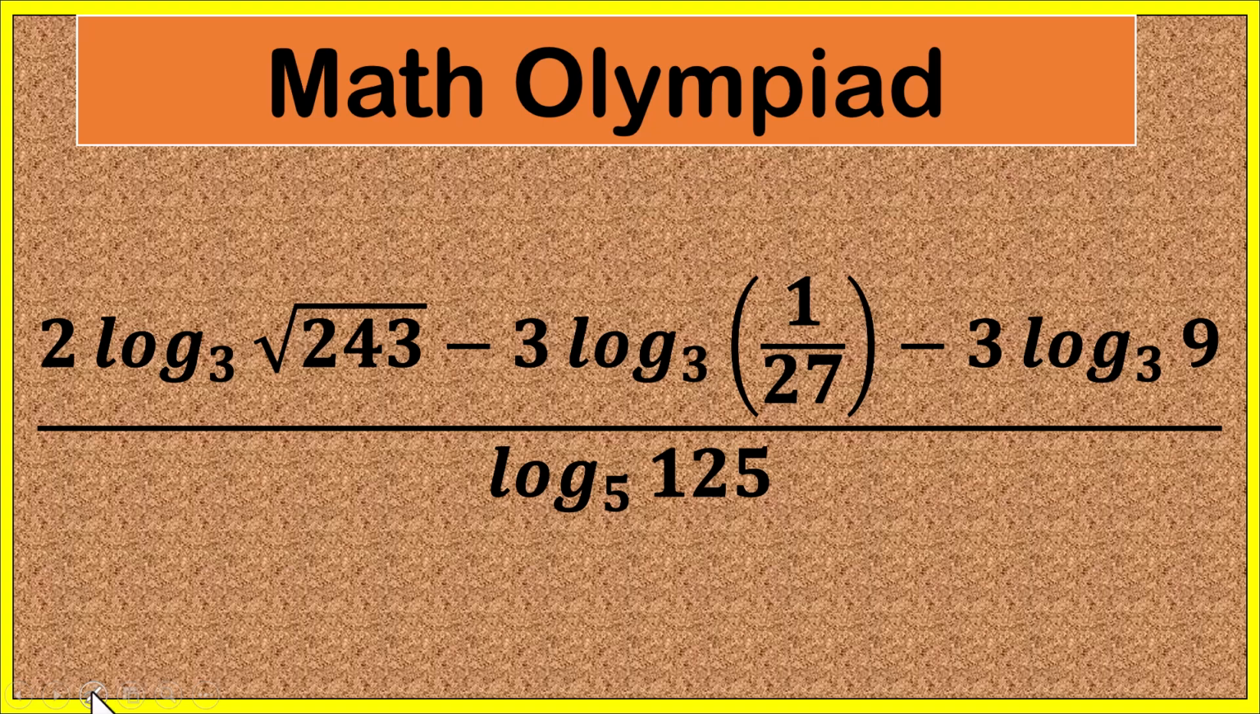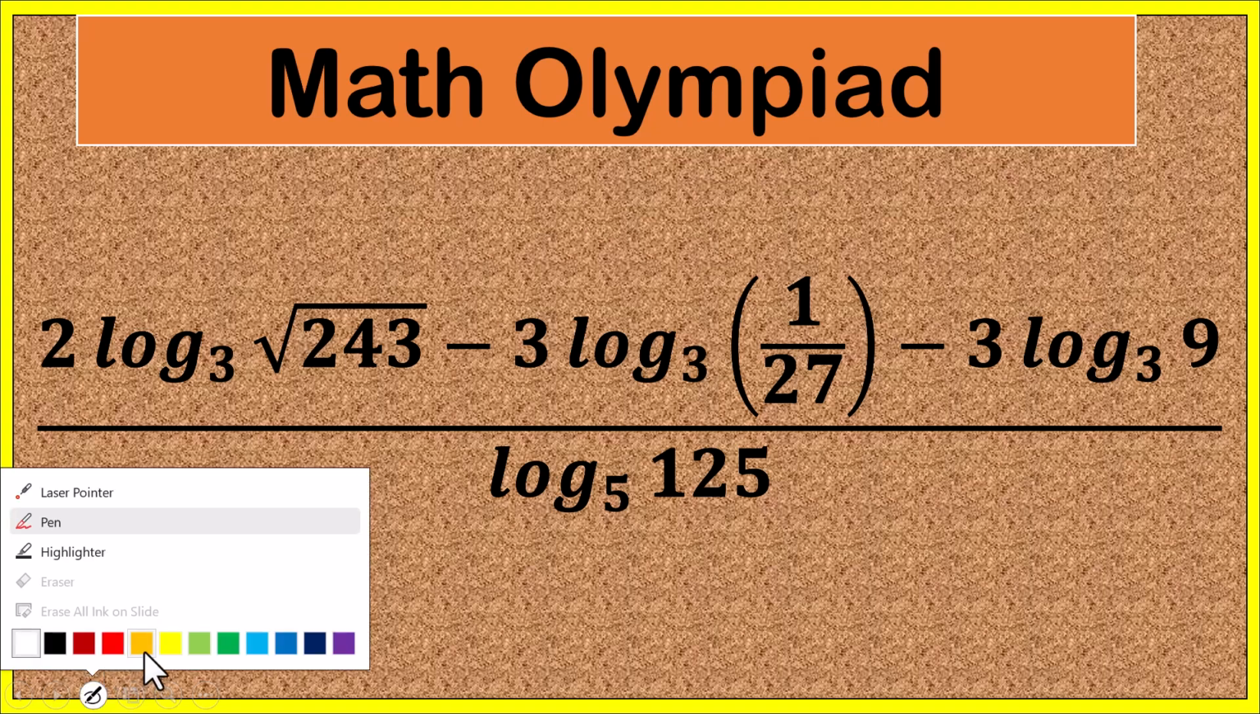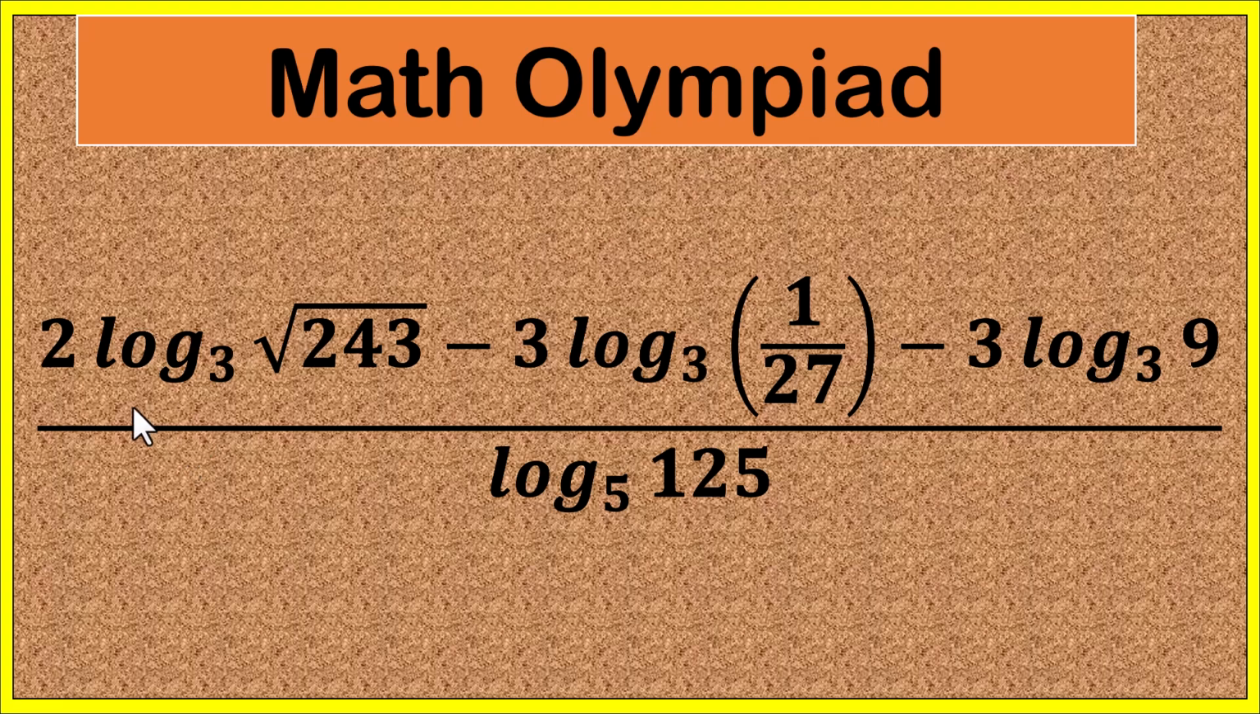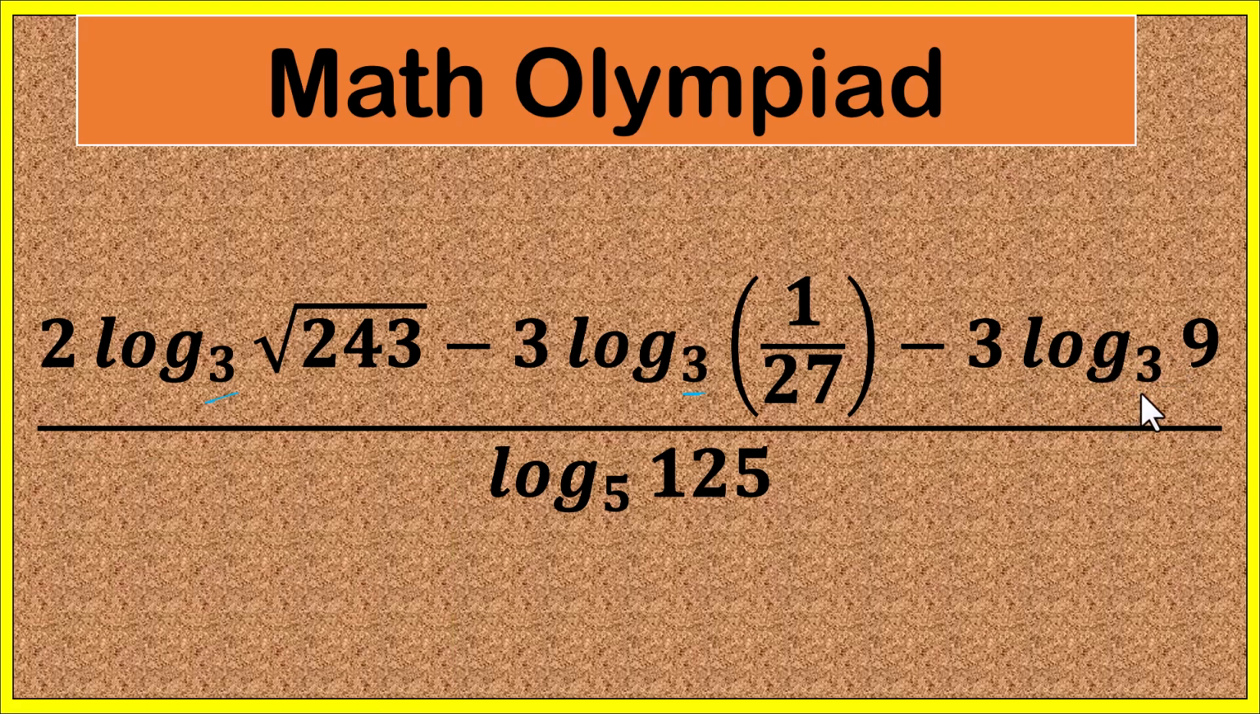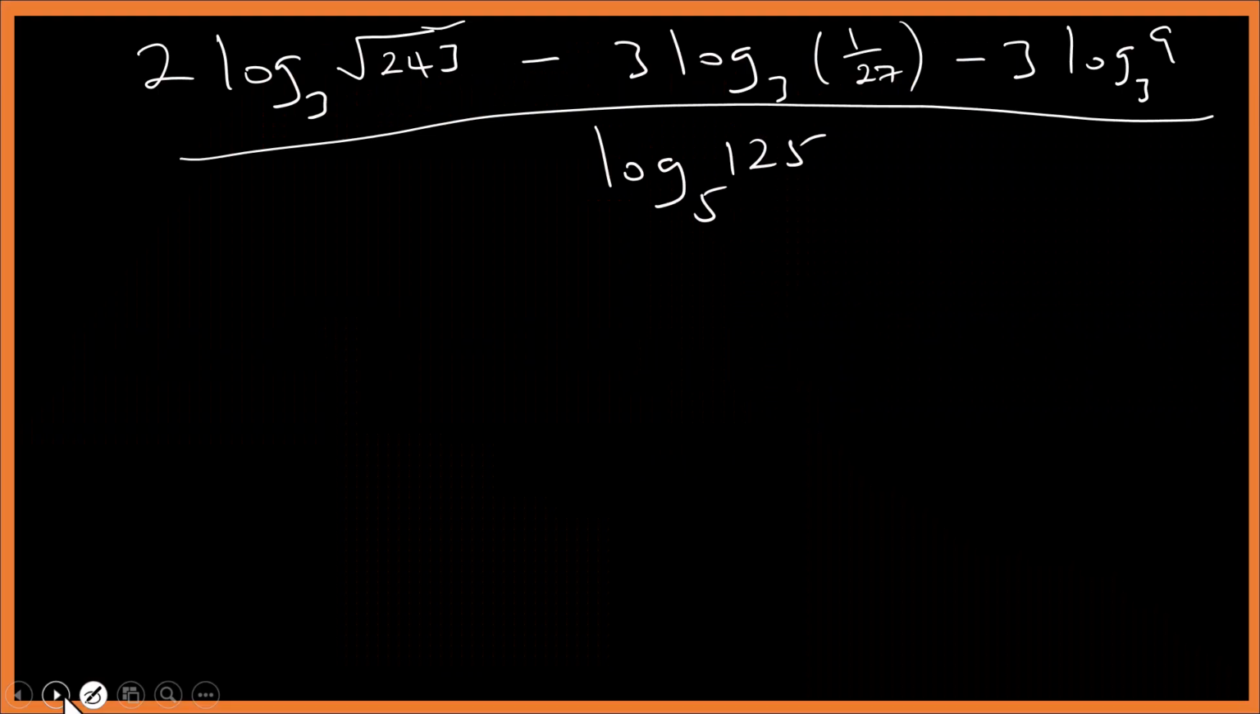Now let's simplify this expression. Okay, so we have 2 log 243 to base 3 minus 3 log 1 on 27 to base 3, and we have minus 3 log 9 to base 3 on log 125 to base 5. Now, solution.